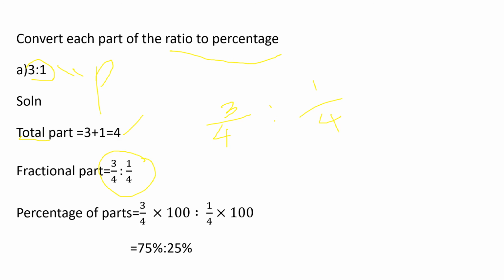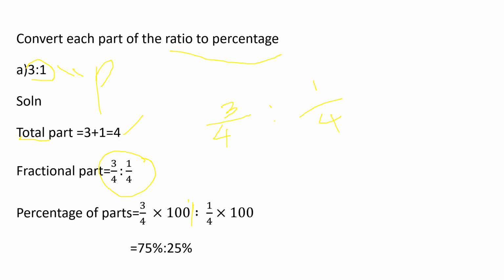Next, you want to convert into percentage, so you multiply by 100. So 3 by 4 into 100 is to 1 by 4 into 100. Do the cancelling part. Check whether you are getting 75 percent. The same thing, 1 by 4 into 100, cancel it and check whether you are getting 75 percent is to 25 percent. You have to check and find out whether the answer is correct or not.